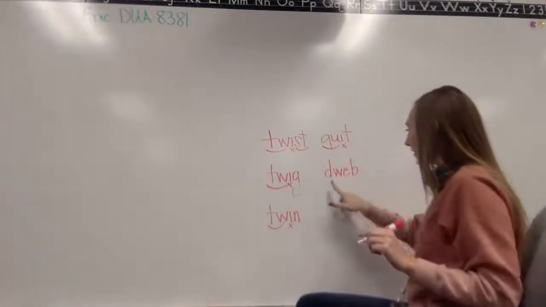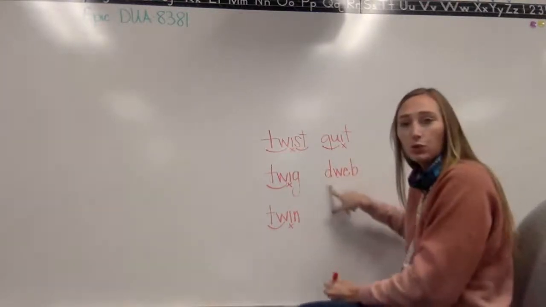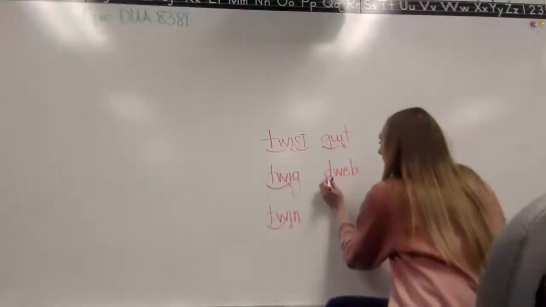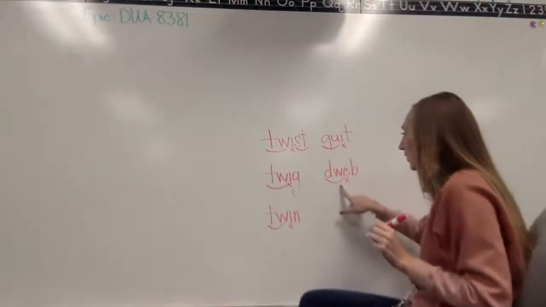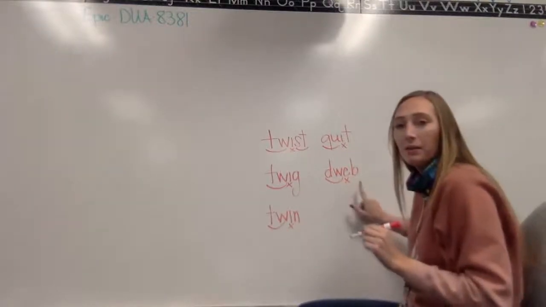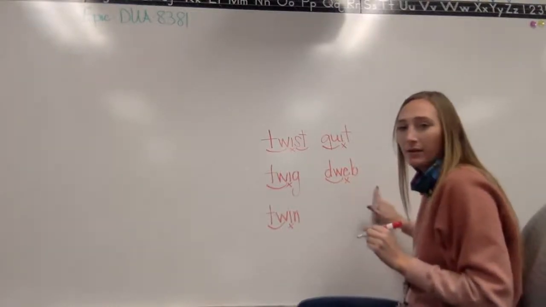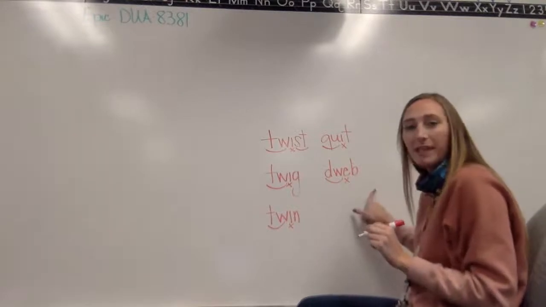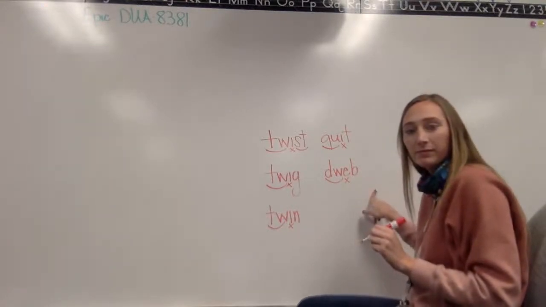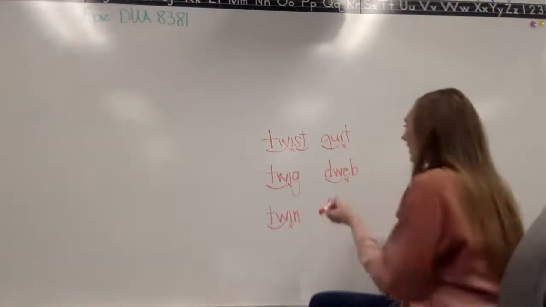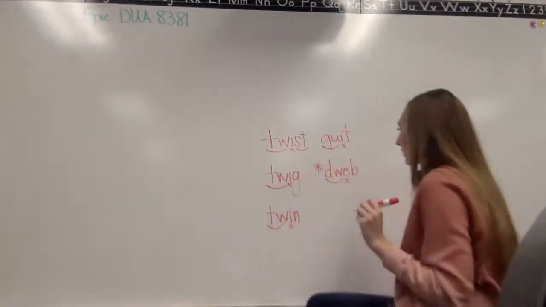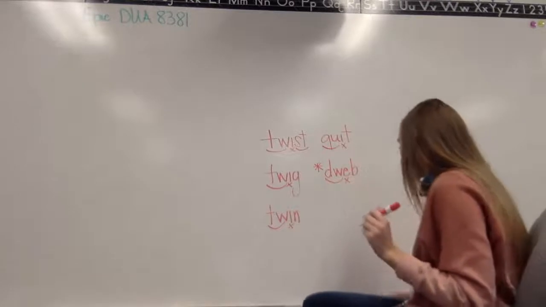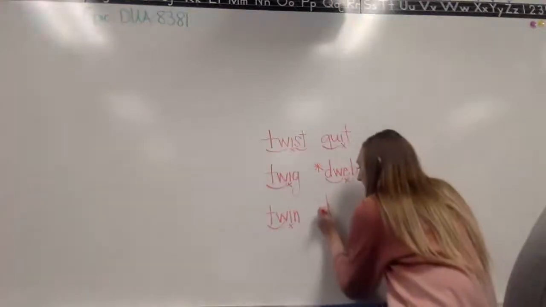Dw. That is one of our extra blends. Dw. Dw. Put an arc. Mark my vowel. B. Dw. B. Dweb. Dweb. Is that a word? Nope. We need to put an asterisk at the top before our word starts because that is a nonsense word. What about this one?